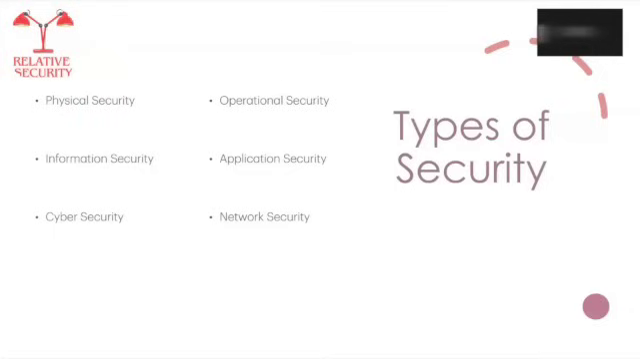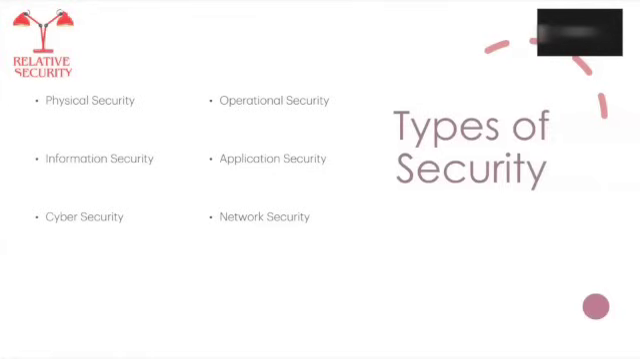If we talk about information security, as we did before, it is protecting data and information systems from unauthorized access, use, disclosure, disruption, modification, or destruction. And this will come under information security. What is cybersecurity? It is a subset of information security that focuses only on protecting the computers, networks, and data from cyber threats like hacking, malware, and phishing.